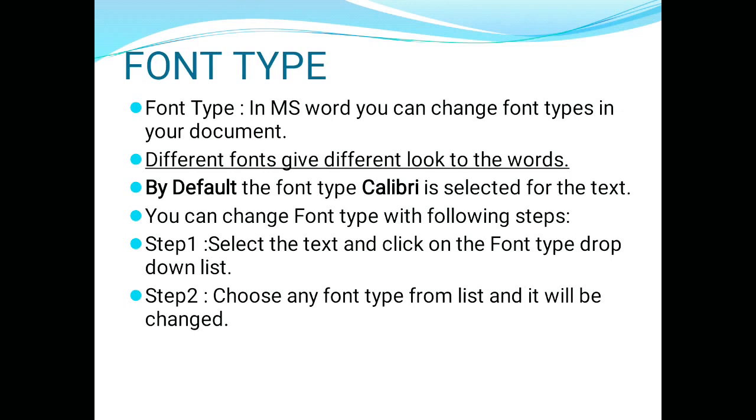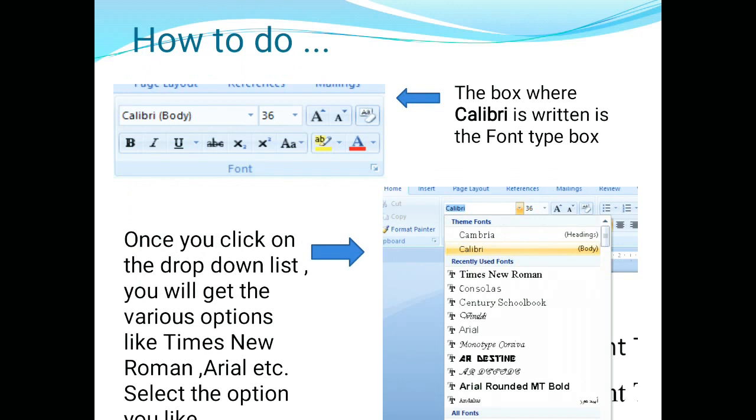I am going to show you how it looks in Word. Now see, the upper picture where Calibri body is written is actually your font type. It shows which font type you are using for your Word, currently which style is used. So this box where Calibri is written is the font type box. Now this Calibri came automatically, it is by default.